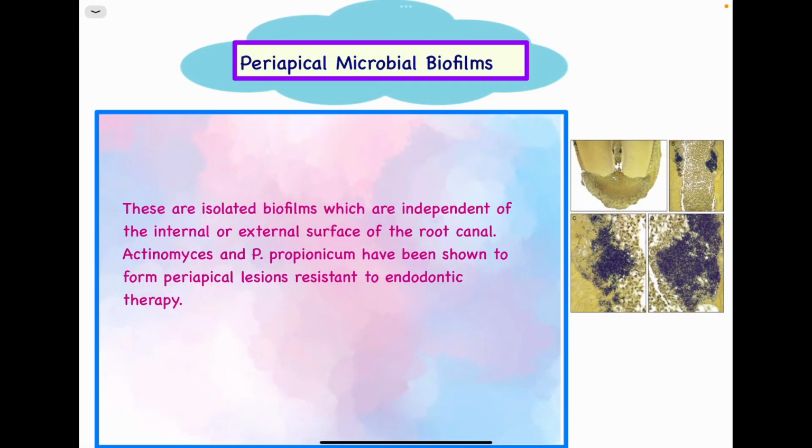Moving on towards periapical microbial biofilms. Here, as the name indicates, it will form around the apex of the tooth, right? These are isolated biofilms which are independent of the internal or the external surface of the root canal. These are found on the periapical region. There are two major bacteria which mainly contribute towards the development of these biofilms, that is actinomyces and P. propionicium, right? Now these lesions are usually very resistant to endodontic therapy because of these two microbial organisms.